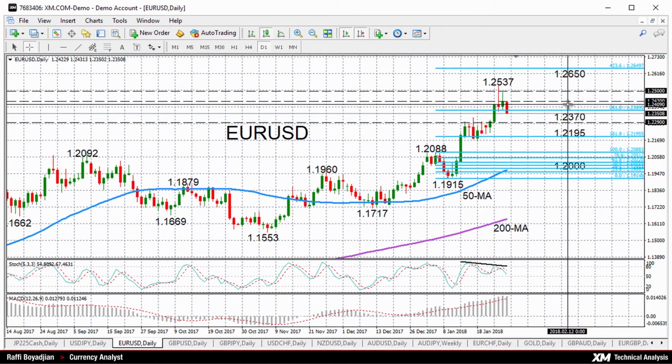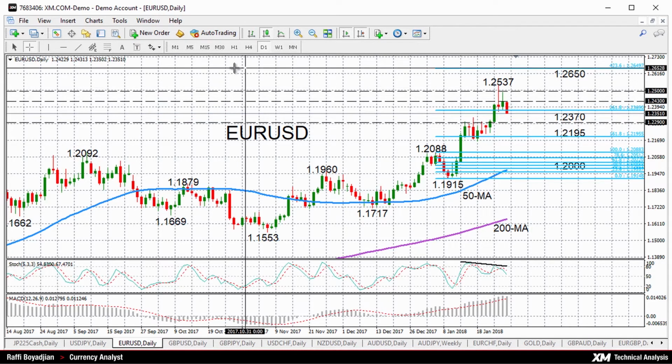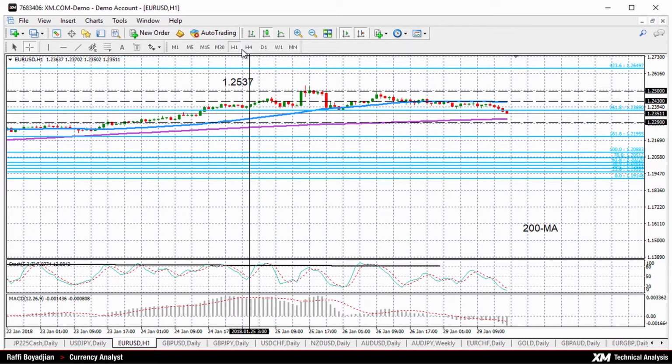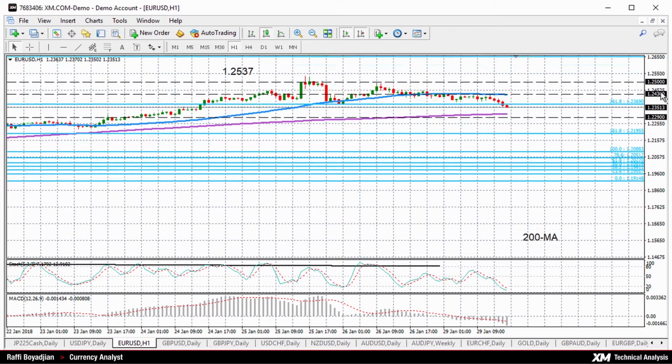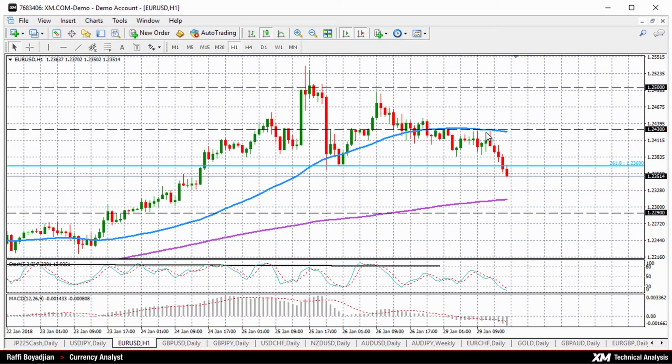However, if prices were to move higher and successfully break above 1.2370, we could then see resistance coming at 1.2430. That happens to be where the 50-hour moving average currently is in the hourly chart. So there is an important resistance level there around 1.2430.